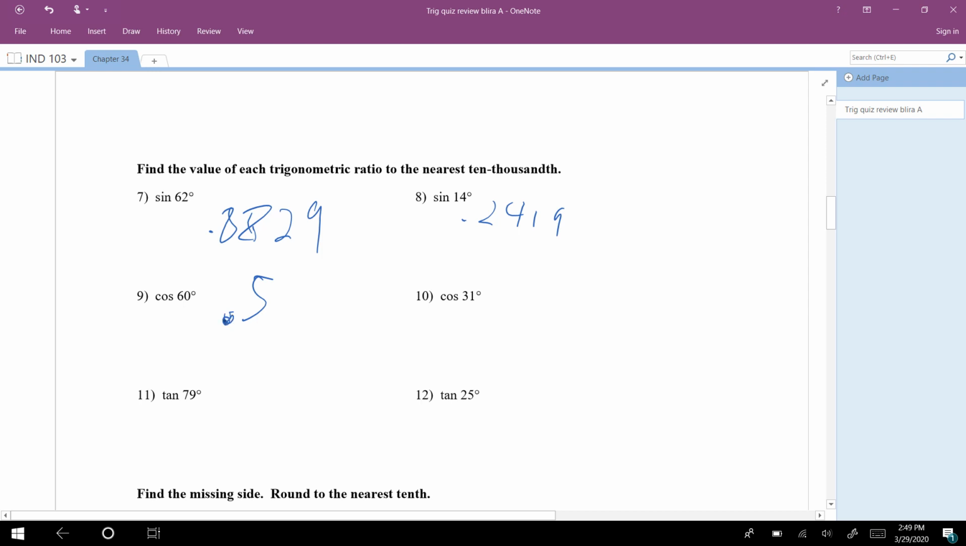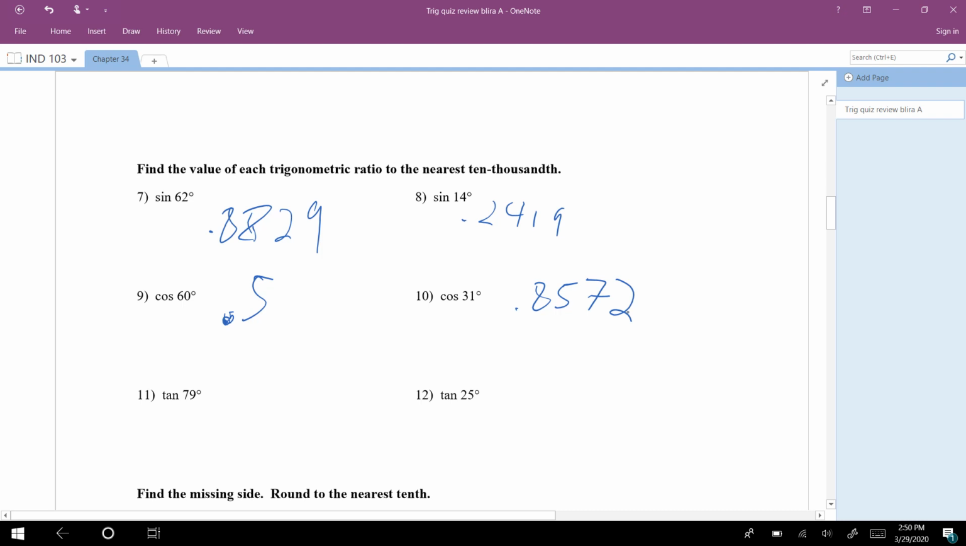Cool. Cosine. Oh, hey, as we're doing this, make sure that your calculator is in degrees. I know some of you that are taking college algebra might have your calculator, especially scientific calculator, in radians. For this, it needs to be in degrees. All right, so now we're going to do the cosine of 31. Gives me 0.8572. That's working out well.